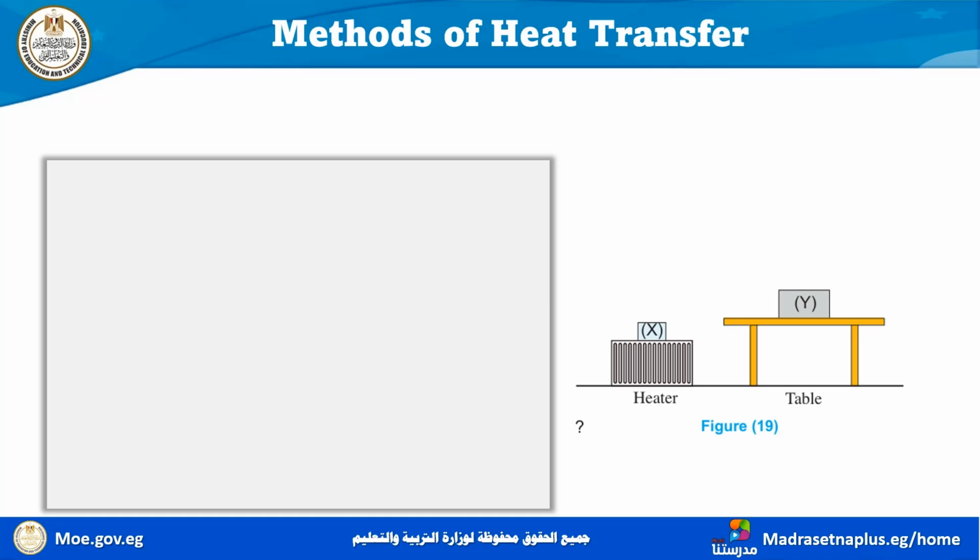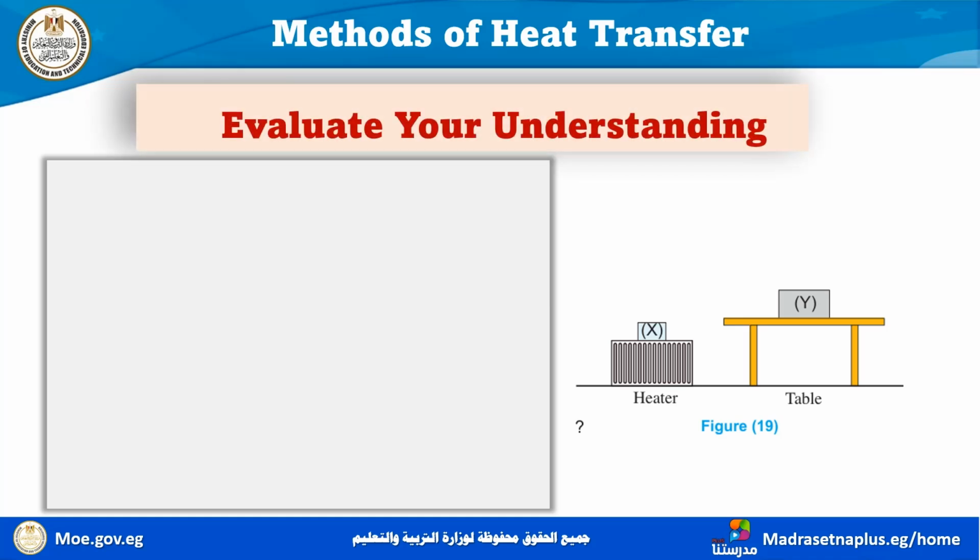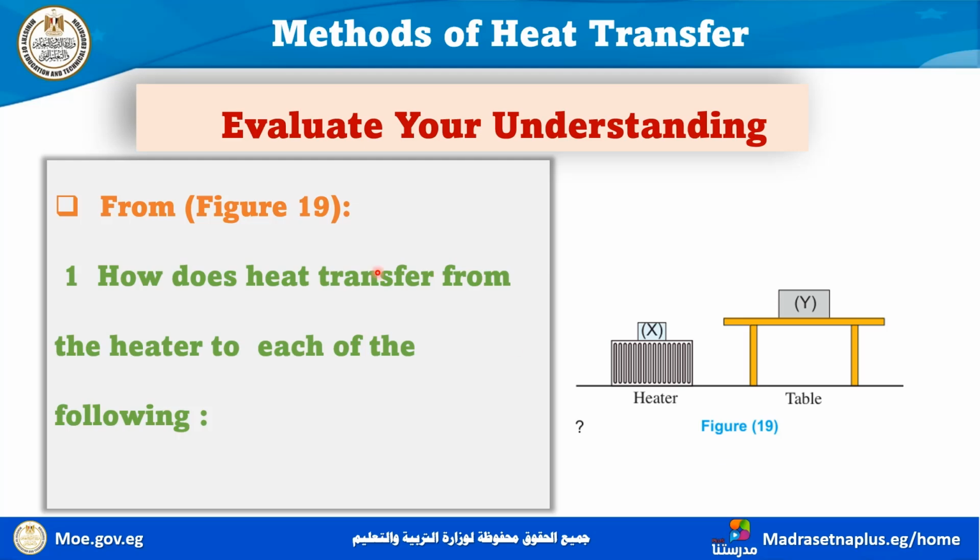Now let's evaluate our understanding by this question. From figure 19 here, how does heat transfer from the heater to each of the following? At the first, object X. Let's study together this figure. We have the heater down on the ground. We have an object X right on the top of the heater, and we have a table, and on the table there is another object Y.